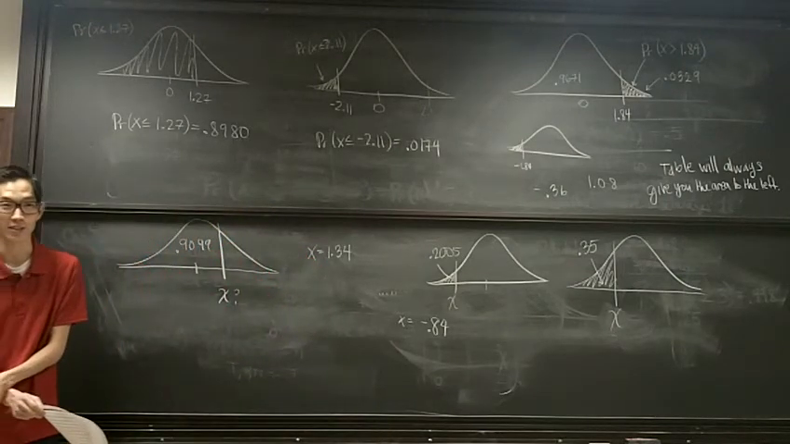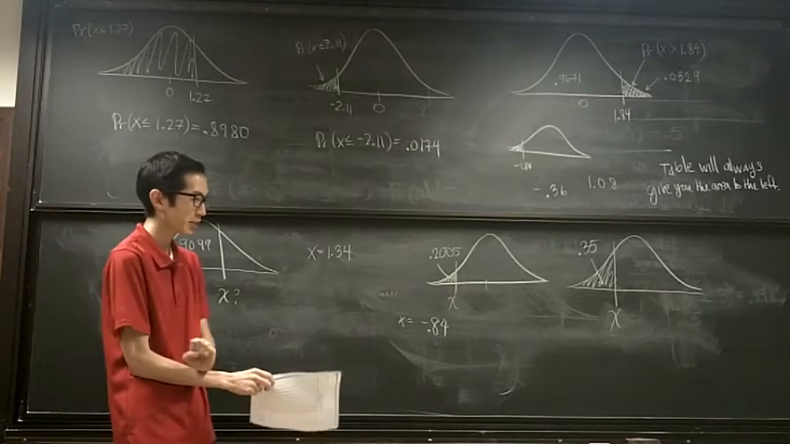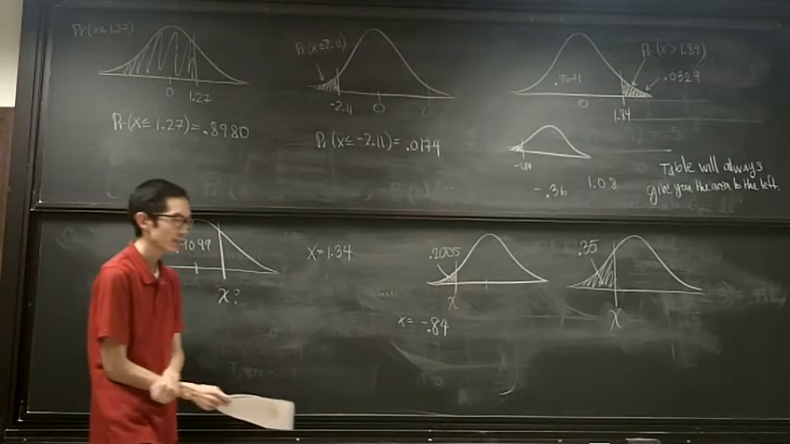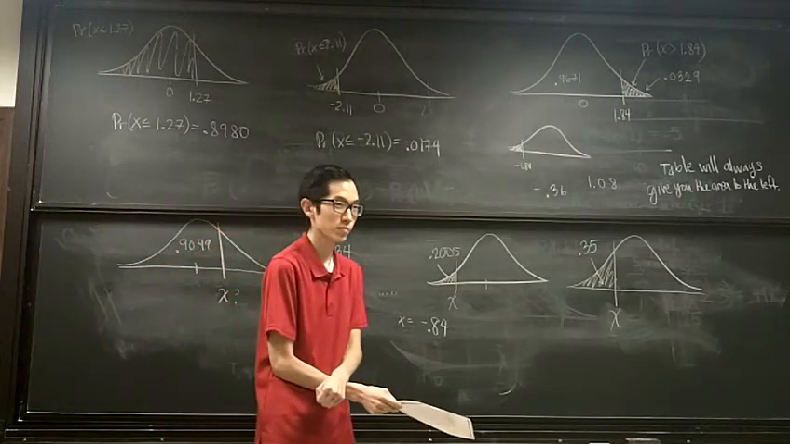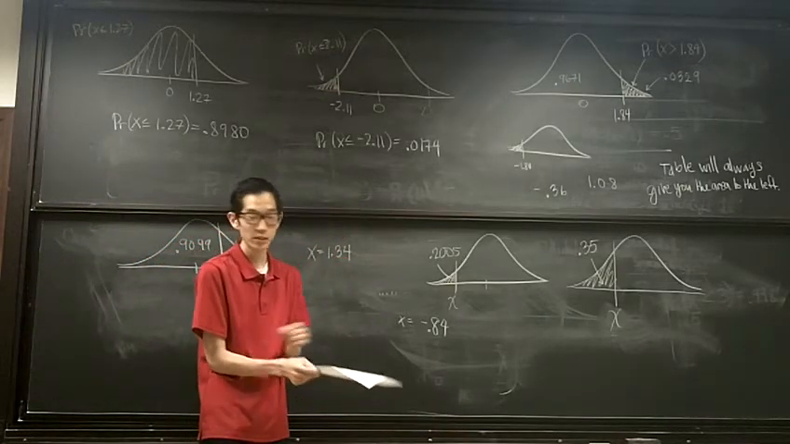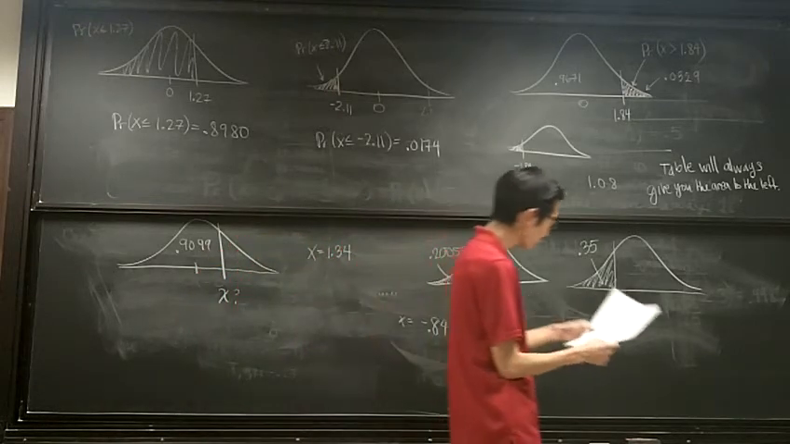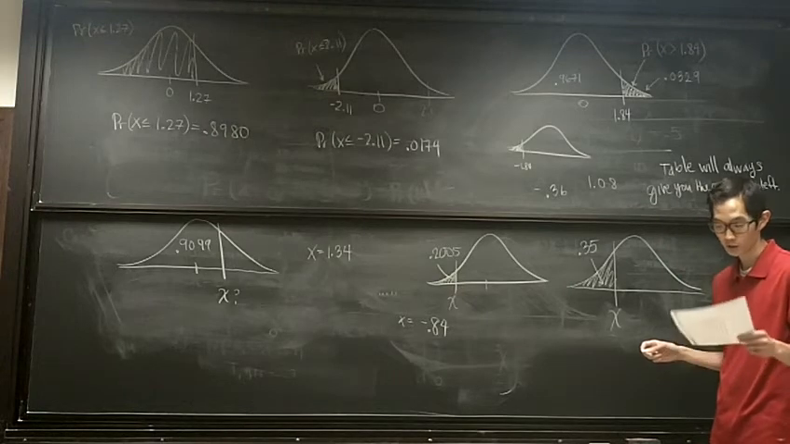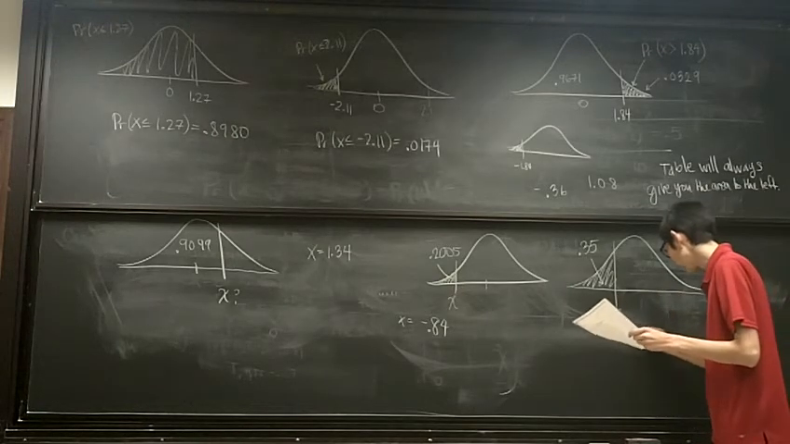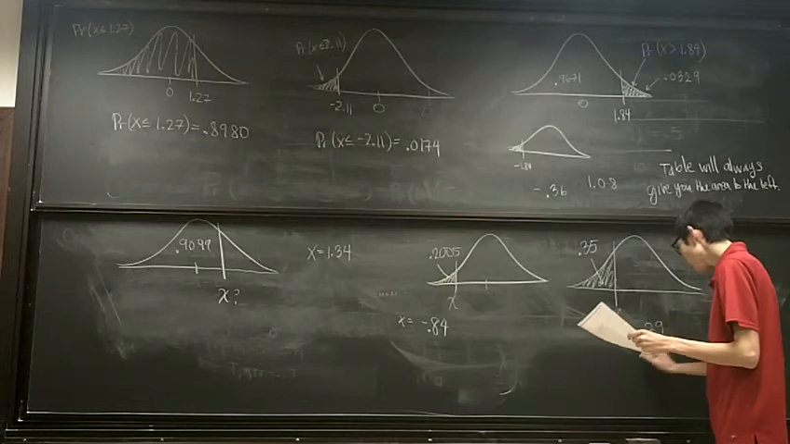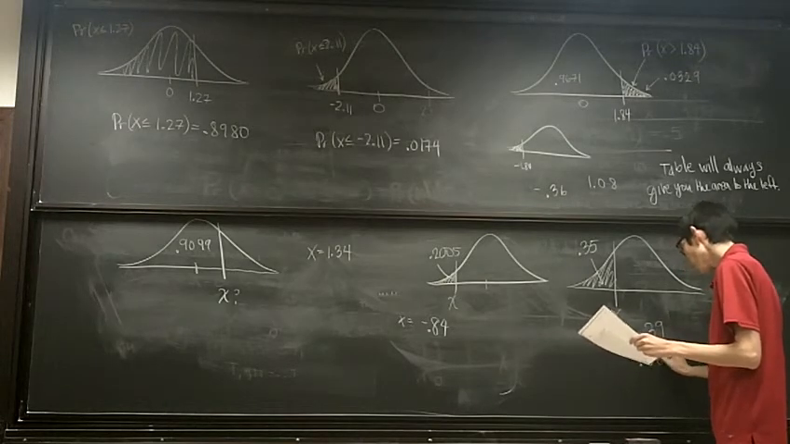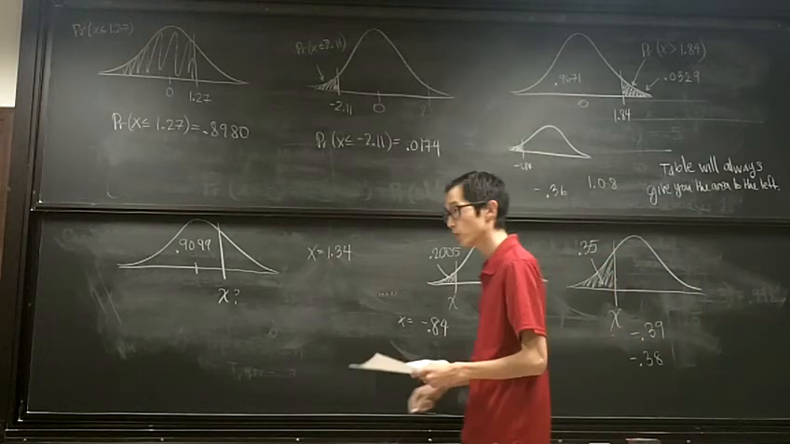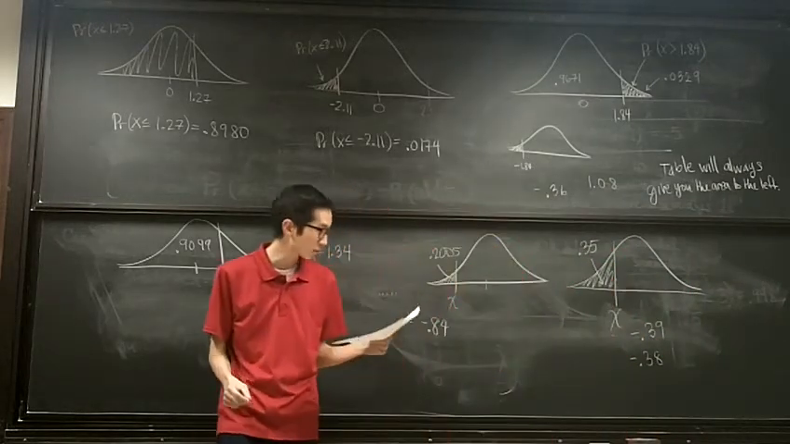Do you have a question or you have the answer? Okay, great. We're going to give everybody else an opportunity to find the answer also. Did everyone get it? Where should we draw the line if we want 35% to the left? Negative 0.39. Also acceptable is negative 0.38, but negative 0.39 is closer to 0.35.